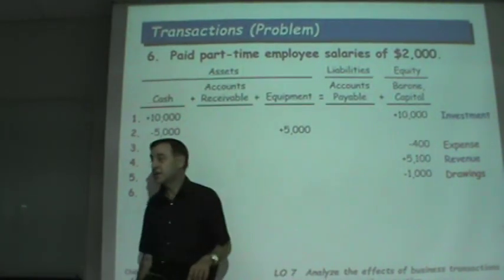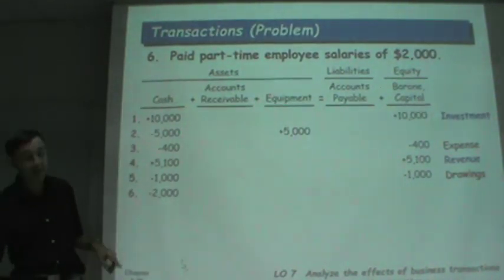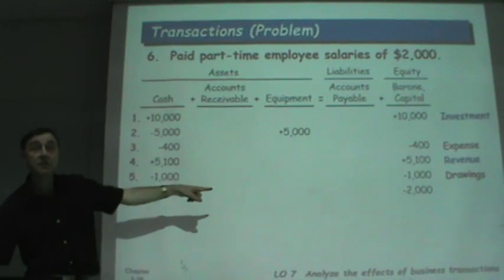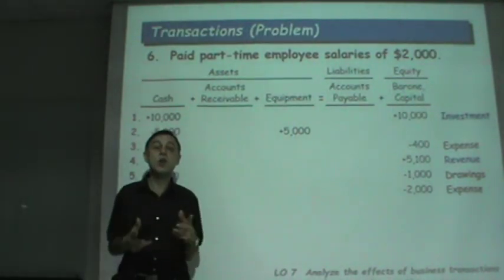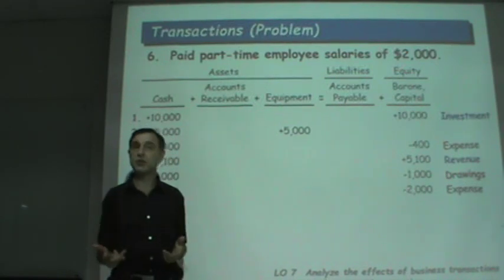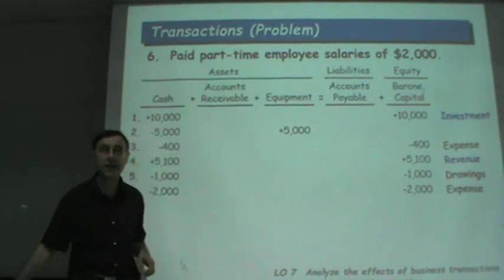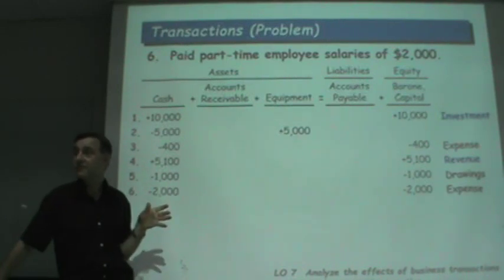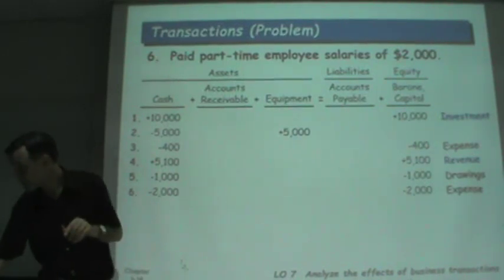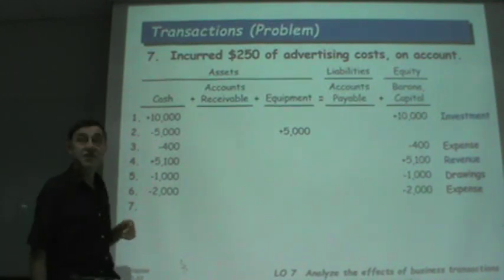Minus 2,000. And let's see what happens. Minus 2,000, minus 2,000, and expense. We call this salary expense. Okay? All right, next one. Good enough? Number 7.